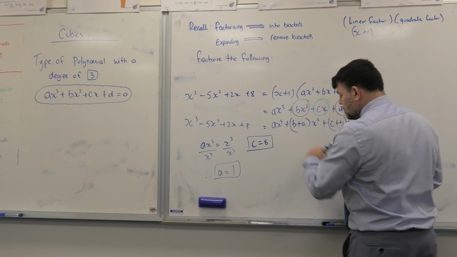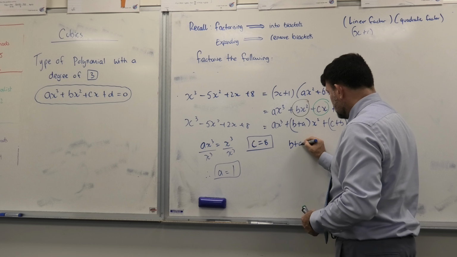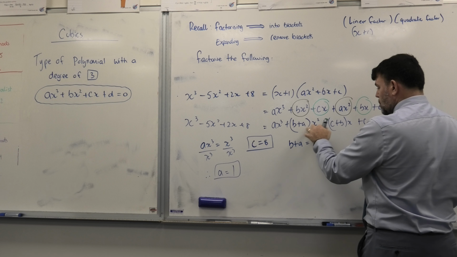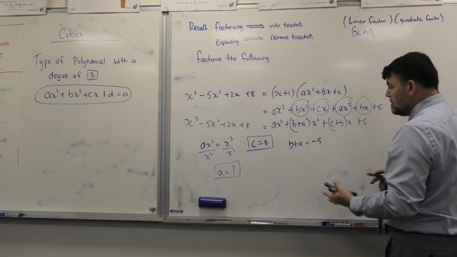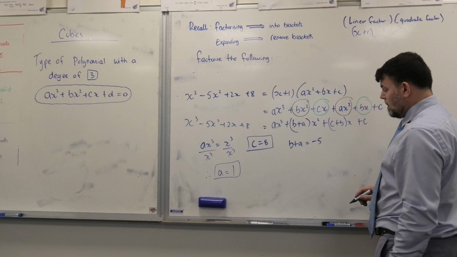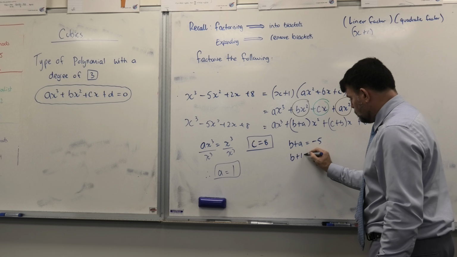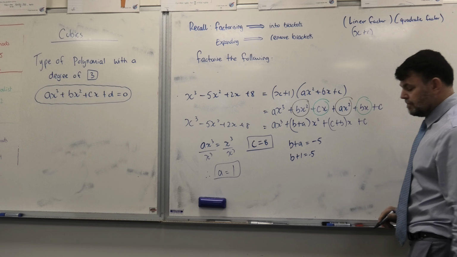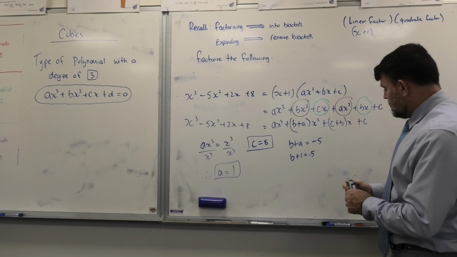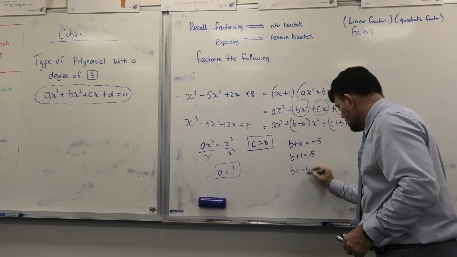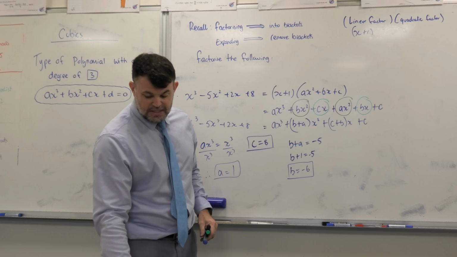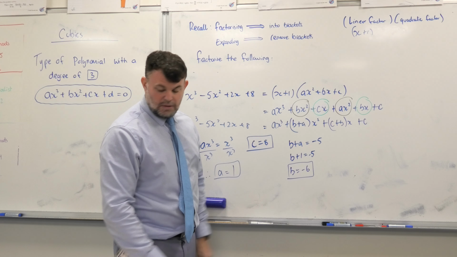So let's look at this first one. We've got b plus a is equal to negative 5, because we're just looking at the coefficients of x squared. But I already know that one of these variables has an answer. We know that a is equal to 1. So I could rewrite this as b plus 1 is equal to negative 5. If I bring this across, I should get b is equal to negative 6. I'm done, I've found what b is going to be. Is that enough for me to say, stop, don't do any more?